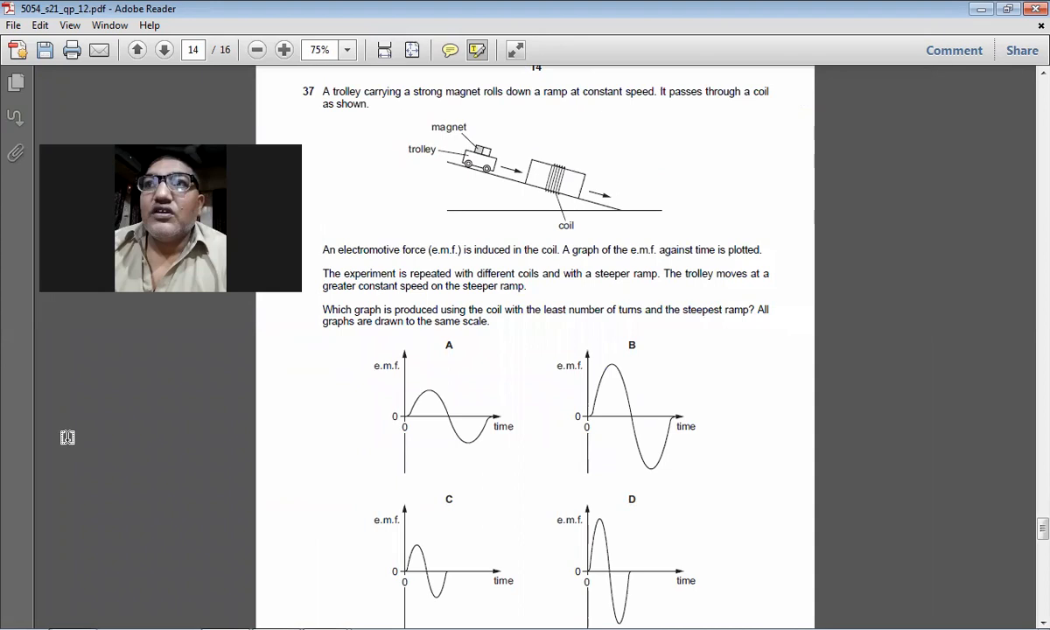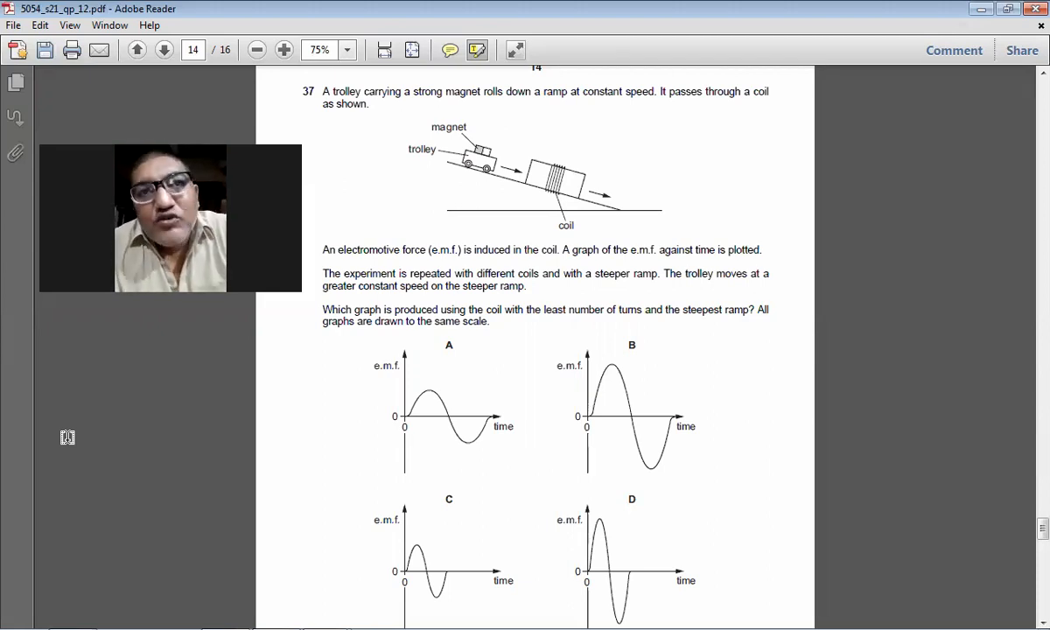Okay, so try to understand this question. The trolley carrying a strong magnet rolls down a ramp at constant speed. It passes through a coil as shown. So we have a magnet on that trolley, and we have a coil on that ramp. So when the trolley passes through that coil, the magnet will pass through that coil, so EMF will be induced in that coil. Okay, so understand, electricity will be produced, or you use the word induced, in that coil.